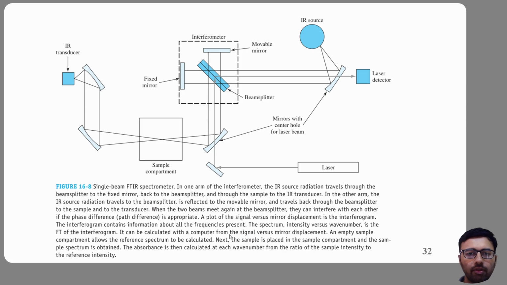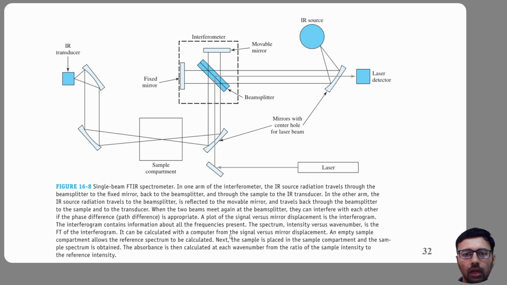We begin with the broadband infrared source. The radiation travels toward the beam splitter. As we discussed previously, the beam splitter divides the radiation into two separate optical paths. In the first arm, the infrared beam passes through the beam splitter and travels toward the fixed mirror. The beam reflects from the mirror and returns toward the beam splitter. In the second arm, the beam reflects toward the moving mirror.